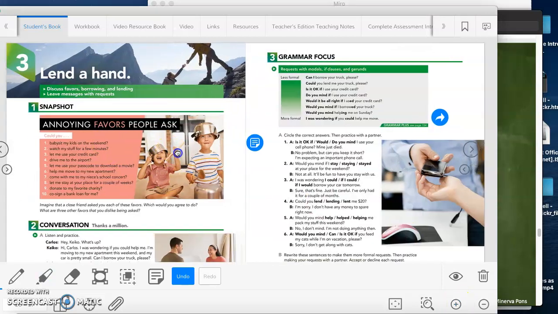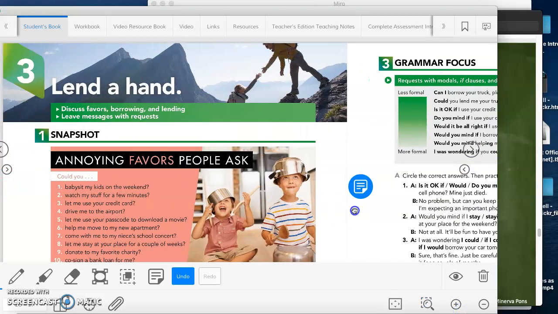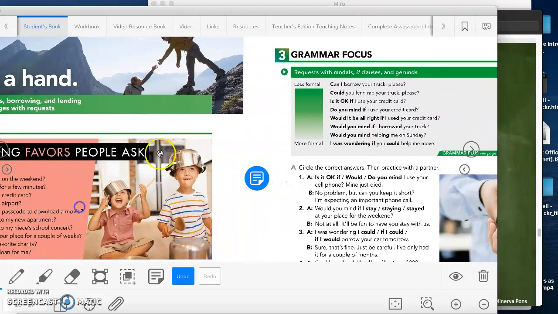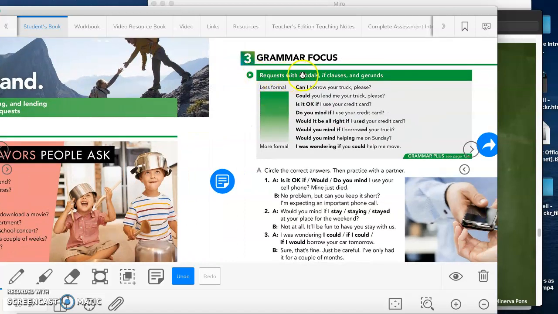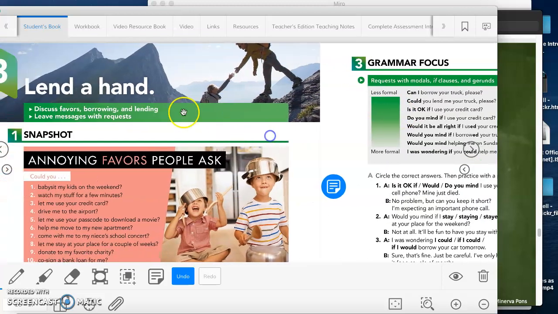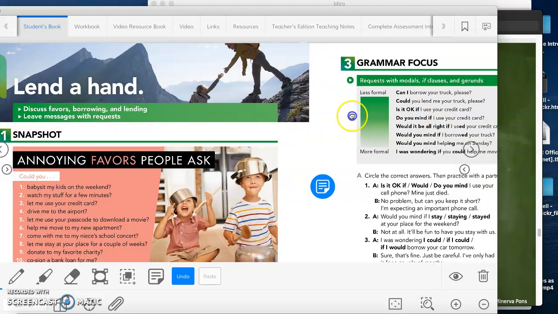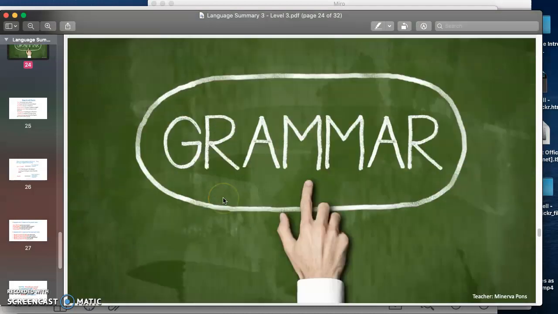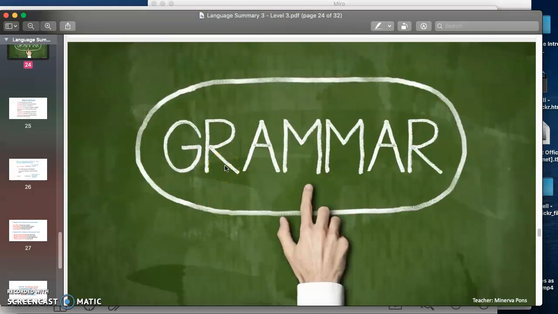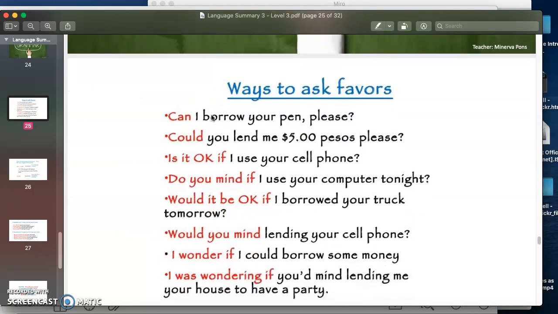This unit is called Lend a Hand. And in here we are going to be working with these two: discuss favors, borrowing and lending, and leave messages with requests. Grammar focus for today is requests with modals, if clauses, and gerunds. So we are going to be working with the first part, which is discuss favors, borrowing, and lending. I have some extra information regarding this grammar, so let's get into it.